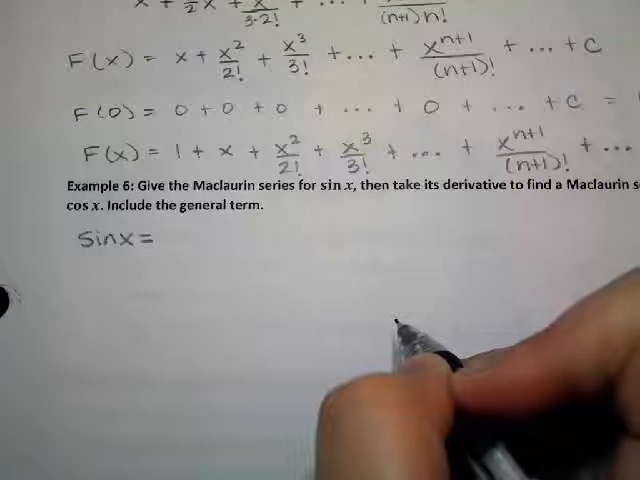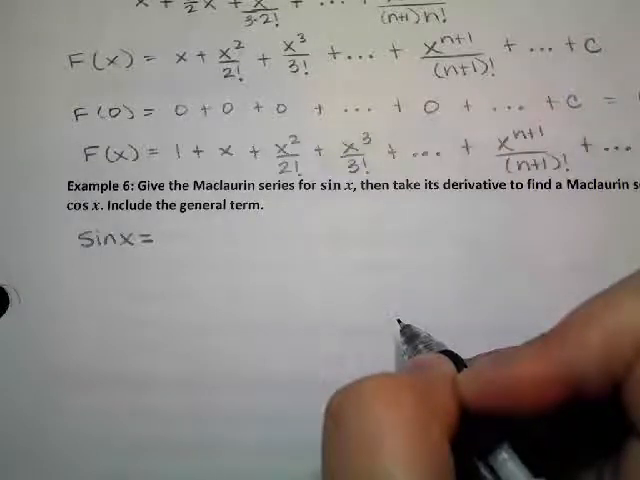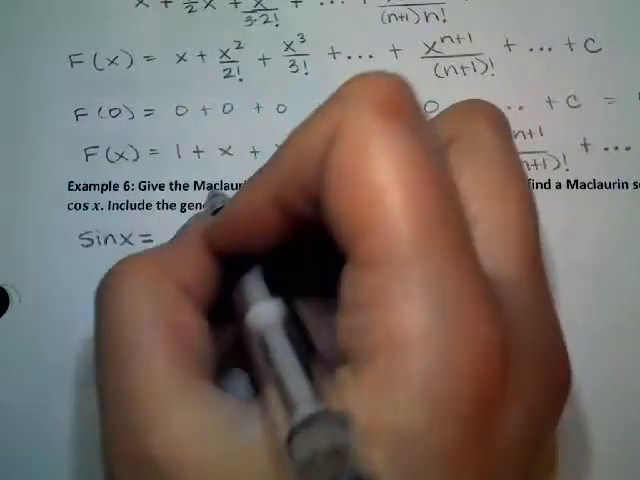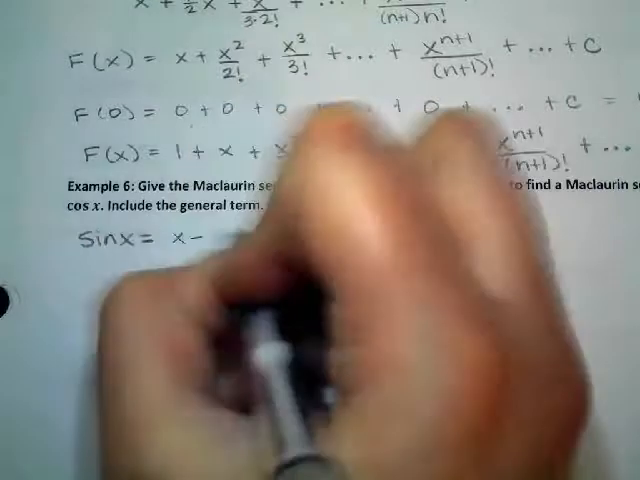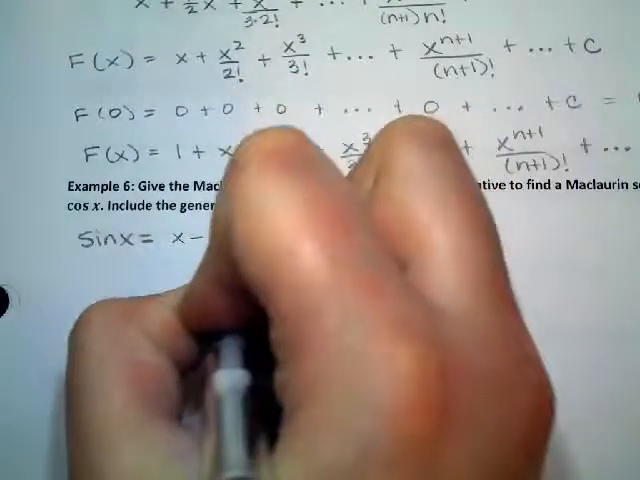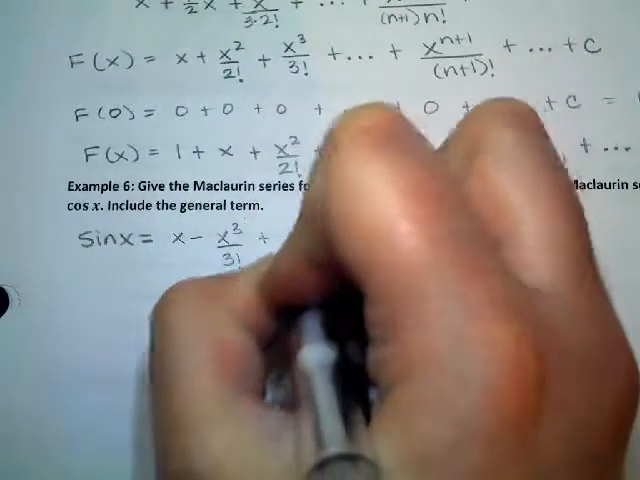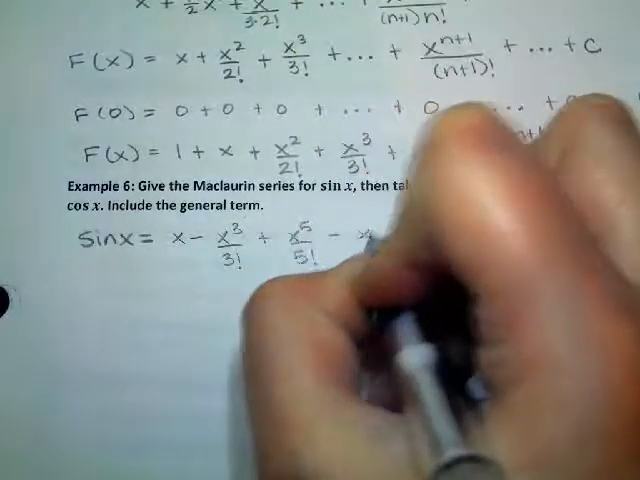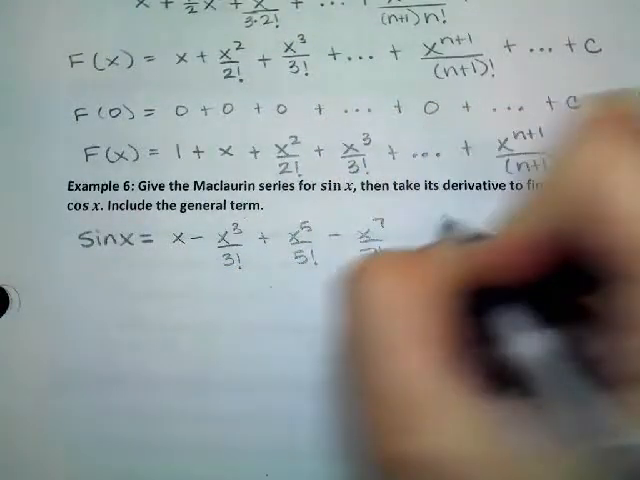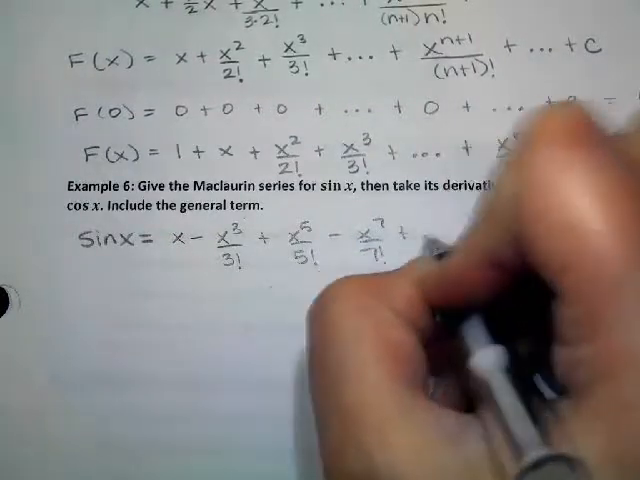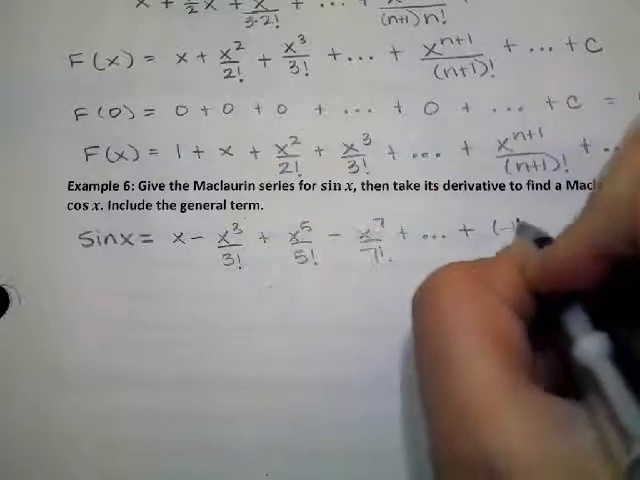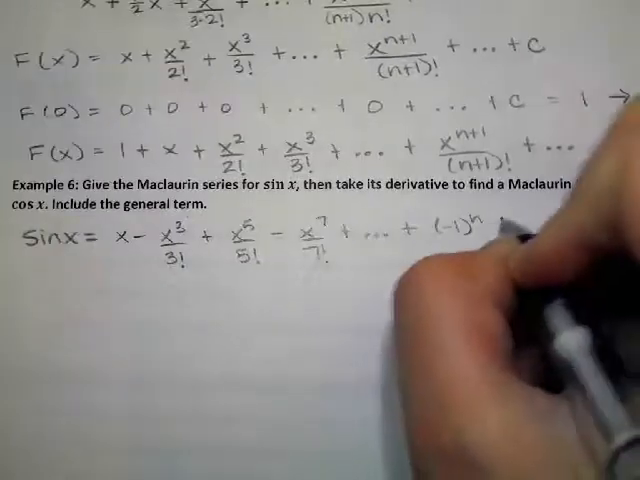Oh, we're all just writing it down. Okay, so it's x minus x to the third over 3 factorial plus x to the fifth over 5 factorial minus x to the seventh over 7 factorial plus dot dot dot plus negative 1 to the n x to the 2n plus 1 over 2n plus 1 factorial plus dot dot dot.